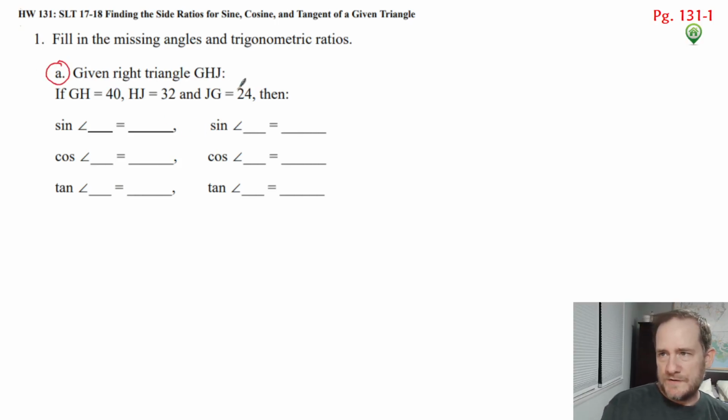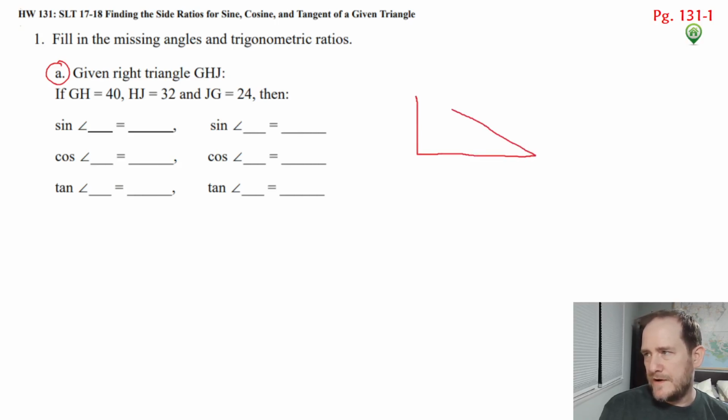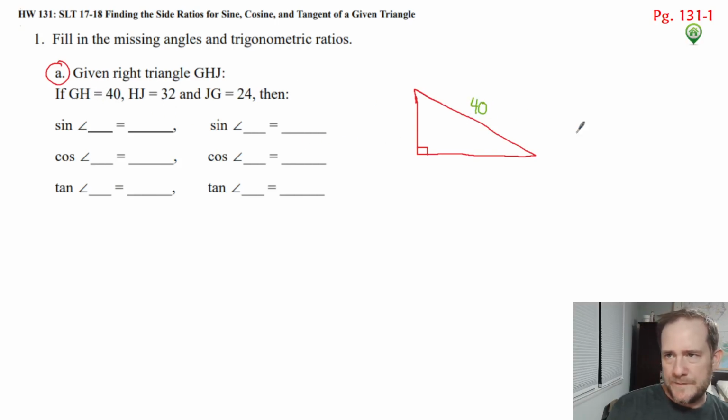But it says we've got this right triangle, and the sides are GH at 40, HJ at 32, and JG at 24. So just draw yourself. Oh, I don't know how to do this. Oh, yes, I do. I was going to say that I didn't know who the right angle is, right? They don't tell us which one is the right angle. But obviously, as many of you kids have said in class, the hypotenuse is always the longest side. So looking at these numbers, the longest side is 40. And that means that's the one that has to be named GH.